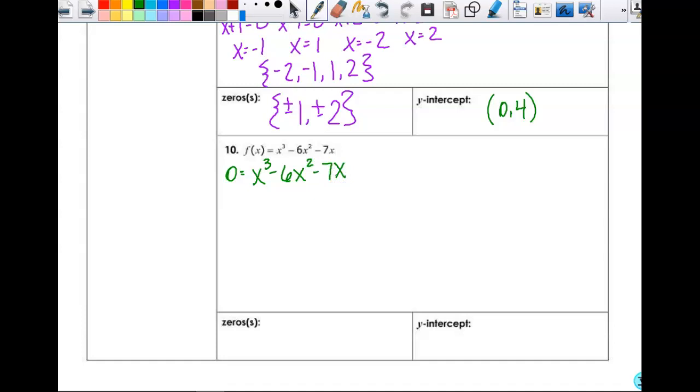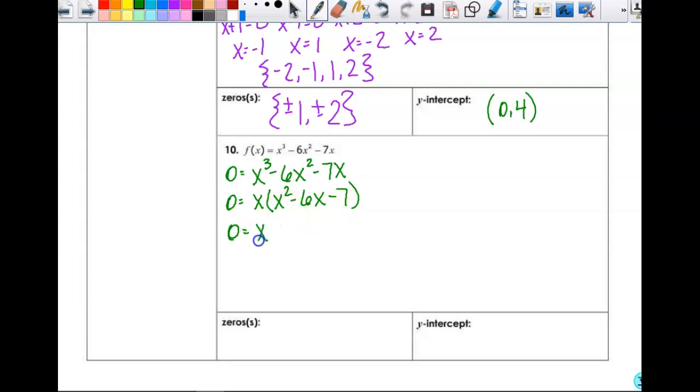So the first thing you should always do when you factor is look for the GCF, and I do have one. So even though this is a cubic, this becomes x times x squared minus 6x minus 7. Right? And I can't drop this guy off. He's still important, so he has to stay there. At any point, I should be able to multiply this all back and get this. So now I need to factor this part here.